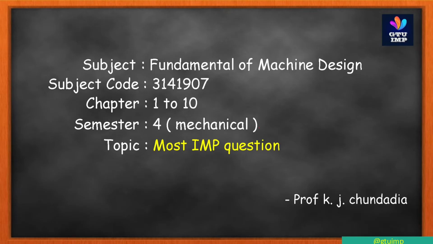Today we are discussing the subject of Fundamentals of Machine Design. The subject code is 3141907. This video covers chapters 1 to 10. There are most important chapters in this subject. It's a subject for mechanical students, and the topic is the most important questions of this subject. So let's start.